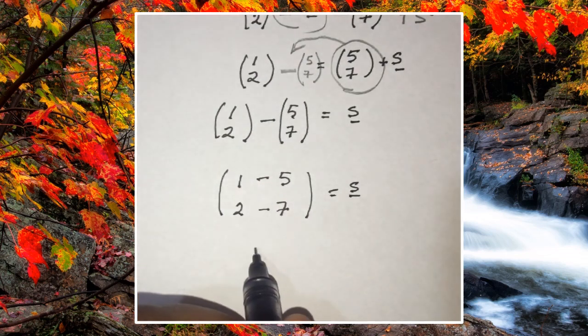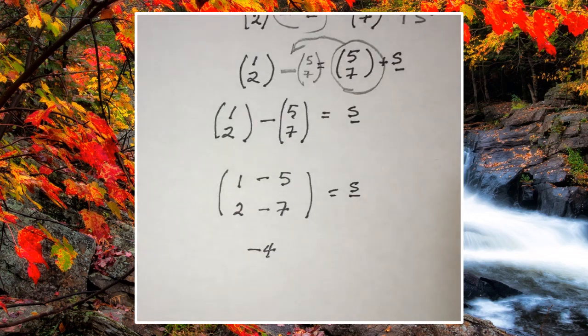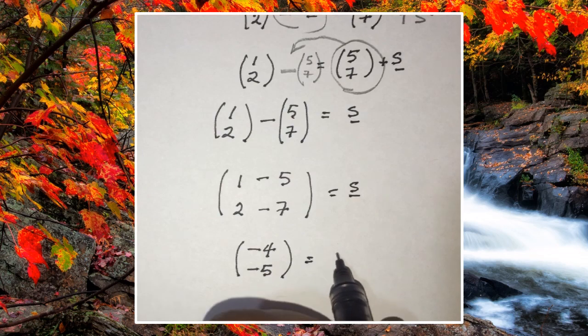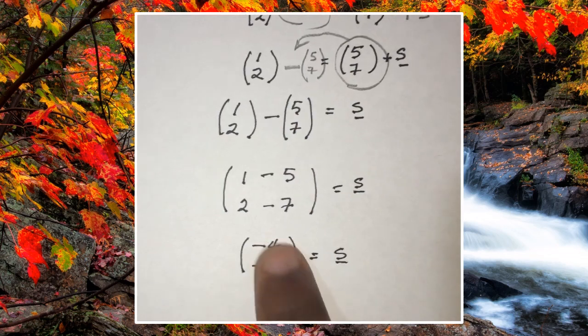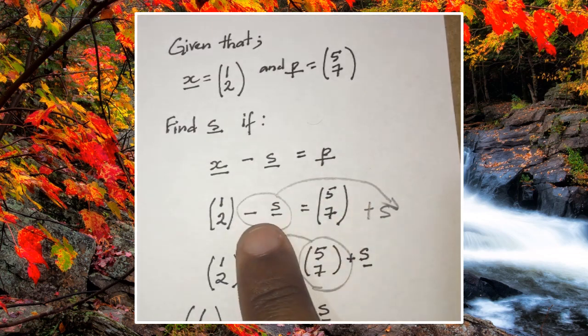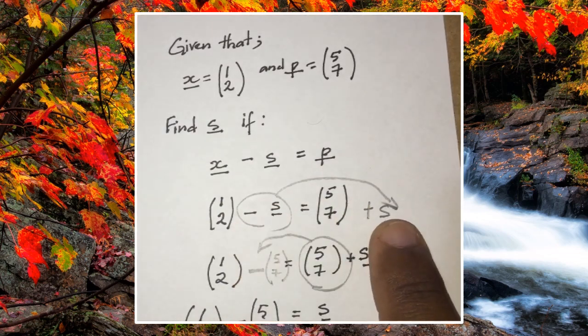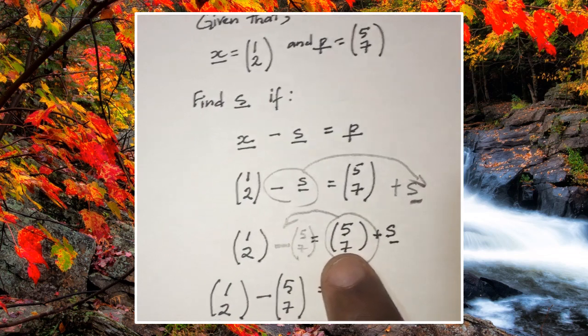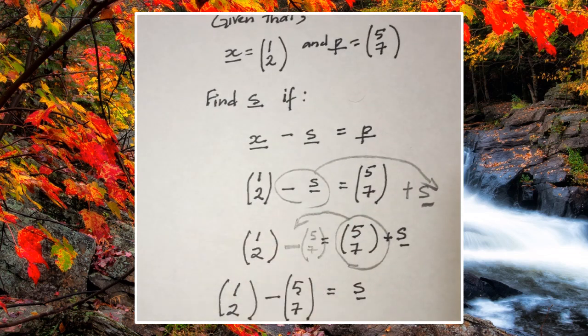So 1 take away 5 will give us -4. Put it in your calculator. And 2 take away 7 should give us -5. So the vector s is going to be -4, -5. Easy, not true? You just have to watch it. And remember, when you jump the equal sign, you have to use the reverse operation. Just like here, it was negative on the left, now it becomes positive on the right. When we jump the equal sign here, it was positive on the right, and when we carry it across, it becomes negative on the left. Simple.